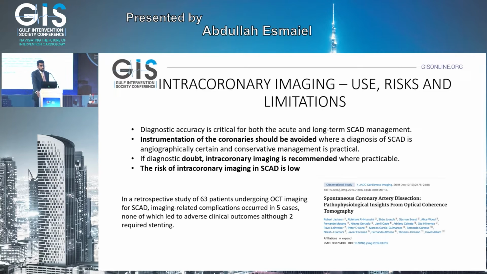And although theoretically intracoronary imaging carries risk with a patient who has coronary artery dissection, it's not a prohibitive risk. So when you have a diagnostic dilemma, you're not sure, it's okay to do intravascular imaging. There's a retrospective study of 63 patients undergoing OCT imaging for SCAD, and only five out of the 63 patients had complications related to that, but none of them had adverse clinical outcome. Two of them ended up with stenting. But no catastrophe, that's what I mean.